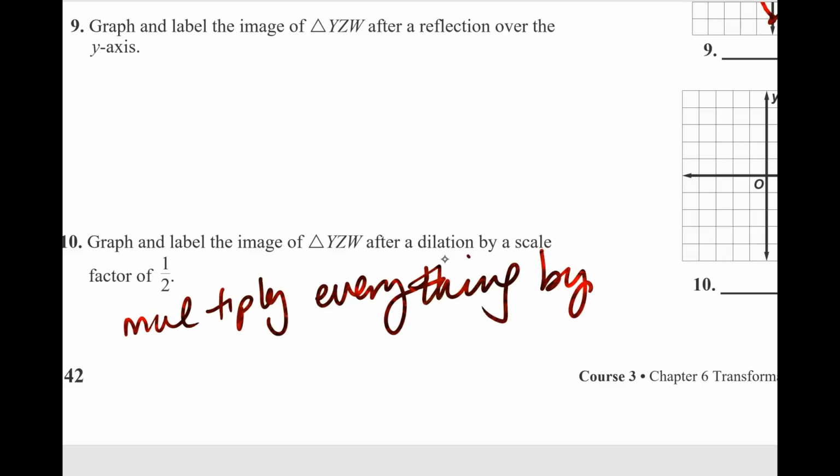Now there's going to be somebody that doesn't write it, and they're going to be so mad when I don't give them credit, or I take off 50%. Don't be mad. Or just be mad. But you're going to lose these points. I bet that.